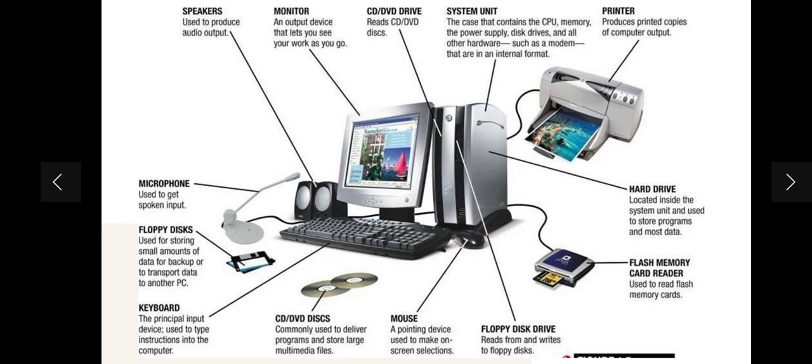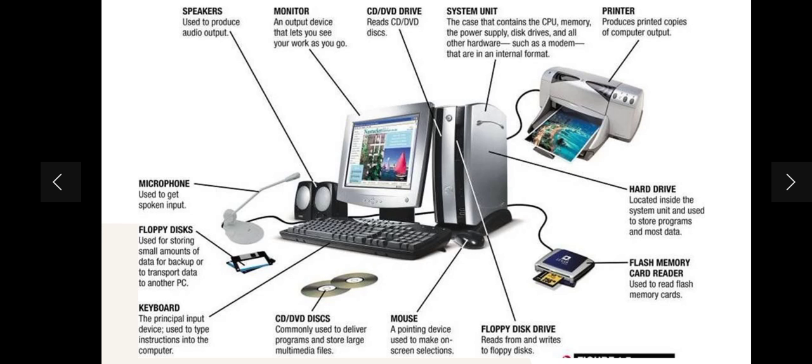We have the microphone that we use to get spoken input, that is, we use it to speak into the computer system. Then we have the hard disk, and this one is located inside the system unit, and we use it to store programs and data and also information. Then we have the flash memory card reader used to read flash memory cards. Then we have the floppy disk drive. We use it to read from or write to a floppy disk.